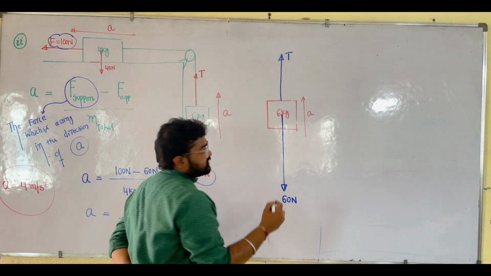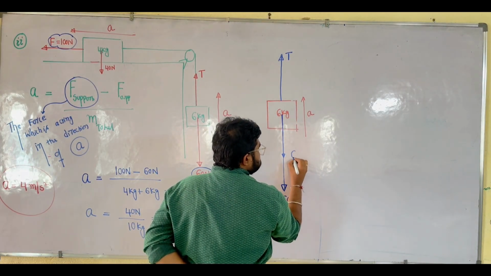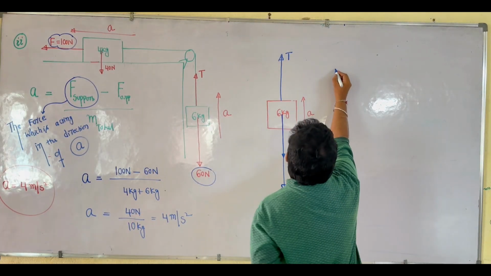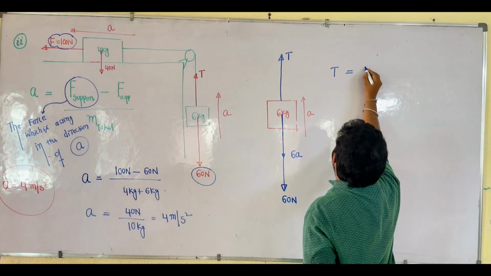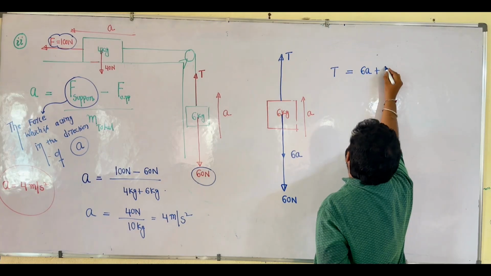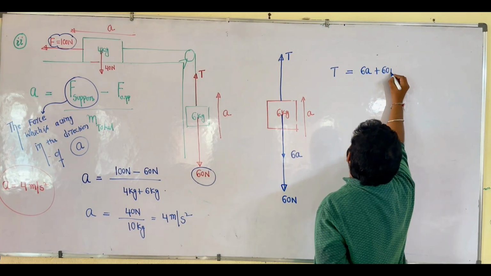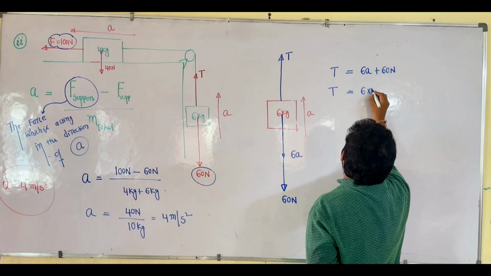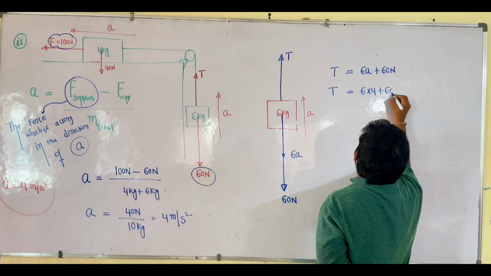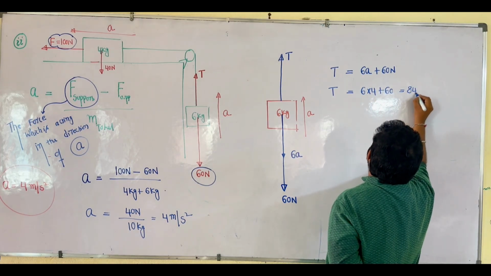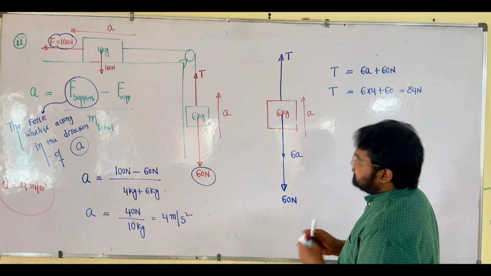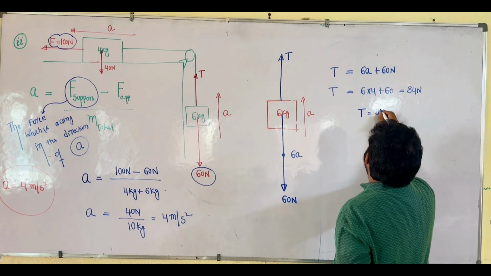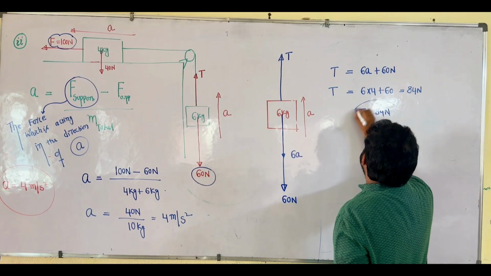What is the inertia force? Inertia force is acting downward. So what is the equilibrium equation? T equal to how much? 6a plus 60 Newton. What is the tension T? 6 into 4 plus 60. 84 Newton is the answer. What is the tension in the string? 84 Newton.